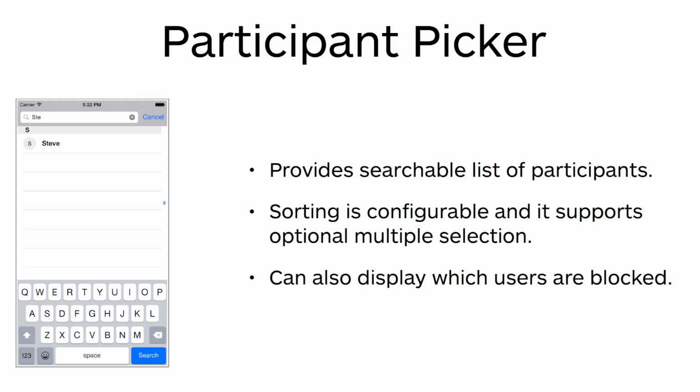The sorting is configurable, and it optionally supports multiple selection. So if you want to start a conversation with 4 people, you can quickly select them there and then commit them all at once. It can also display which users have been blocked if you're leveraging the block feature.